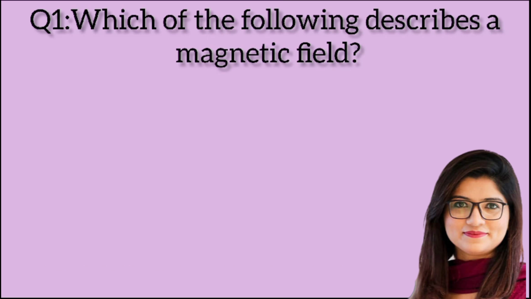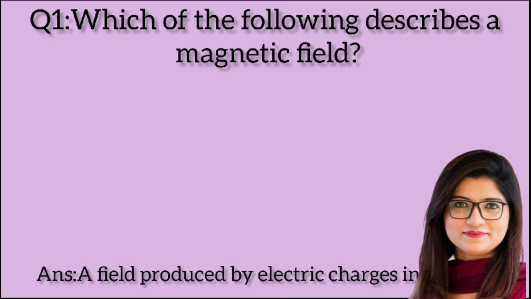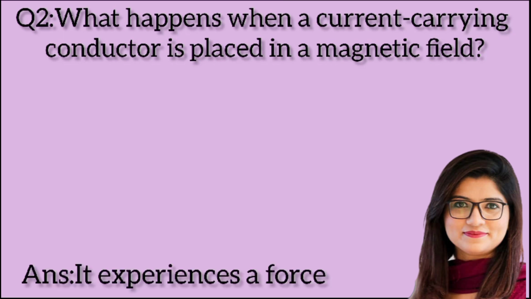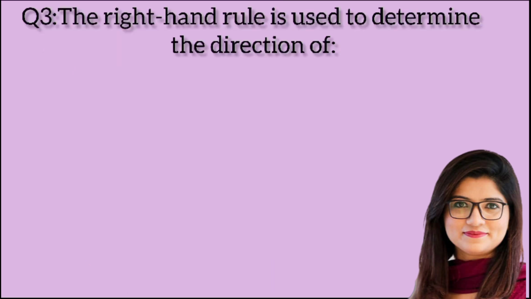Question 1. Which of the following describes a magnetic field? Answer: a field produced by electric charge in motion. Question 2. What happens when a current carrying conductor is placed in a magnetic field? Answer: it experiences a force.